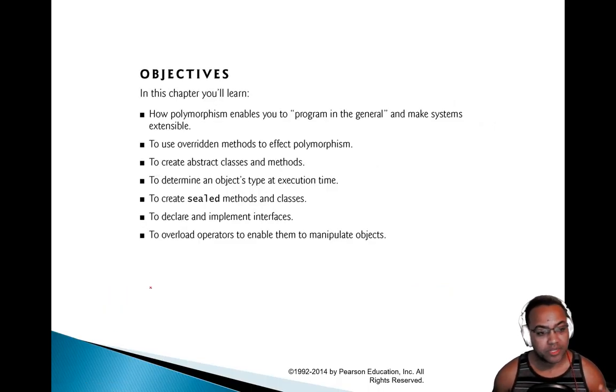In this chapter, we're going to talk about how polymorphism enables you to program in the general, not specifically, so you can use the base classes and derived classes over and over again. We're also going to talk about how to make your systems extensible, the use of overridden methods that affect polymorphism, how to create abstract classes and methods, how to determine an object's type at execution time, how to create sealed methods in classes, how to declare and implement interfaces, and how to overload operators and enable them to manipulate objects.